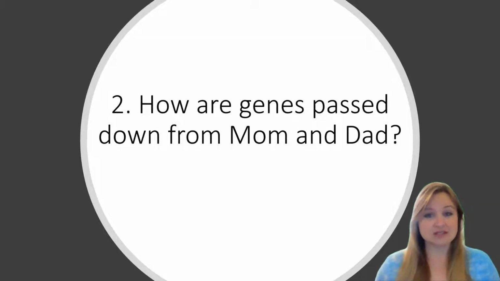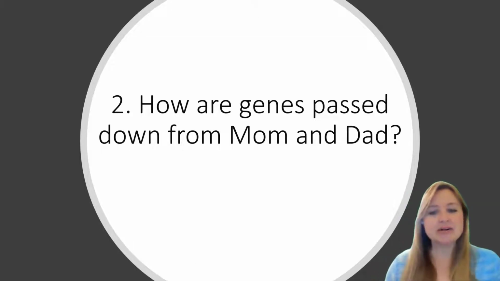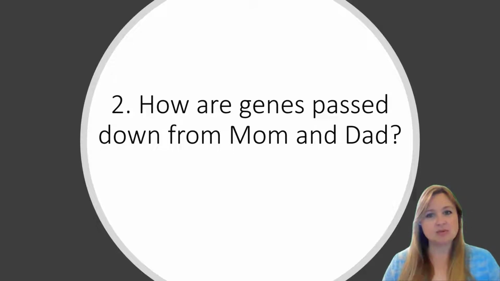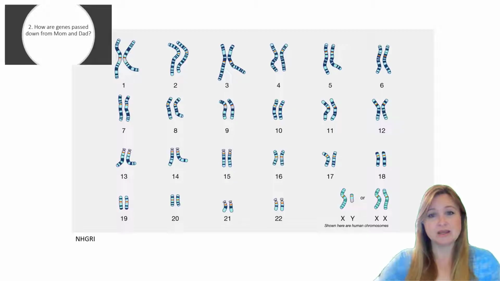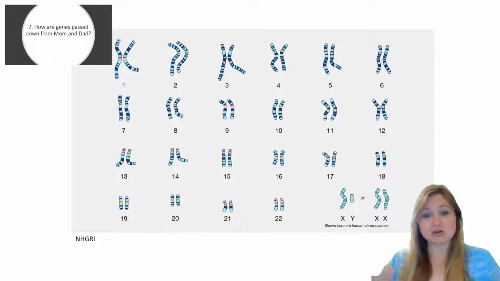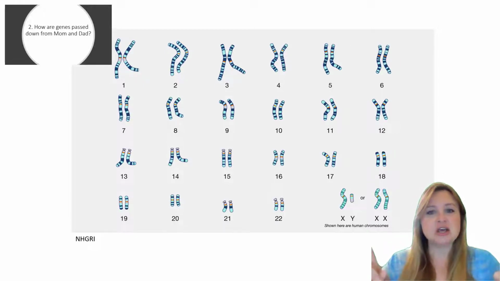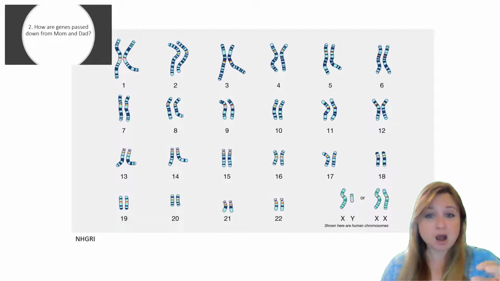So the second question we have to understand genetics is, how are genes passed down from mom and dad? Because that's where those genes come from, mom and from dad. Here's a cartoon, a drawing of that karyotype, that shows all 23 pairs. And each one is in a pair, right? So chromosome 9, for instance, there's 2 there. Chromosome 16, there's 2. Each chromosome is actually a pair. You have a pair of them. And one set comes from mom, and the other set comes from dad. And that's why there are 2 of each chromosome.